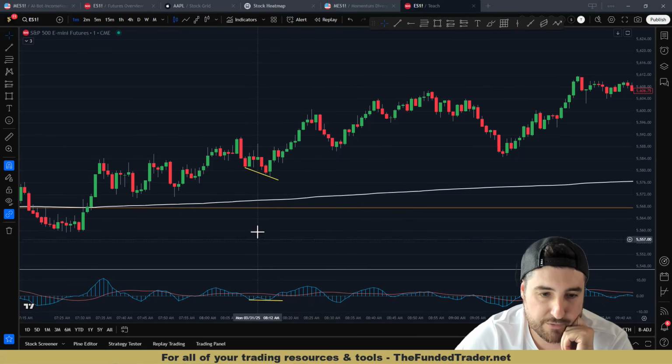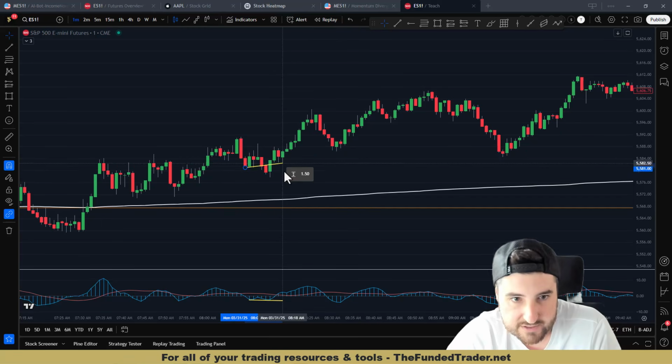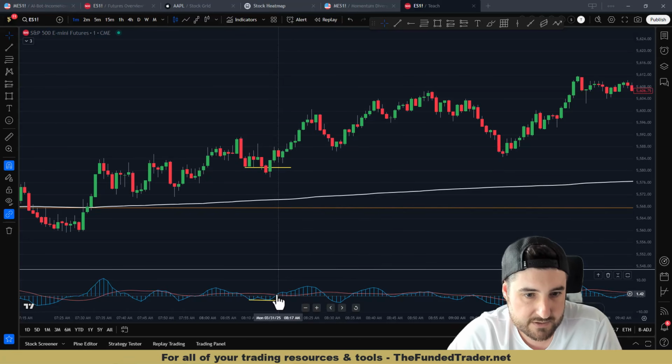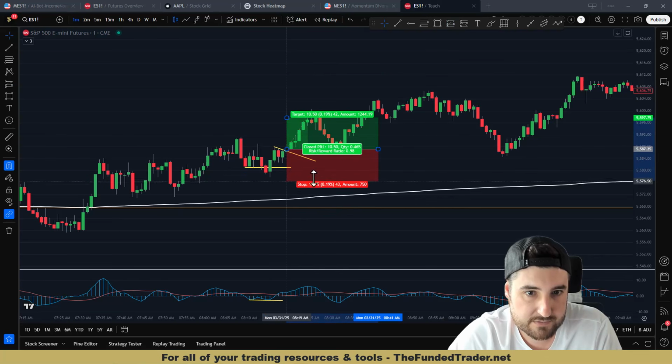So for me, this is a stop run. So if we draw this line straight from this low, stop hunt, we shifted up above the signal line. We're going bullish again. So I would wait for this area to be broken. Get in, put your stop wherever.